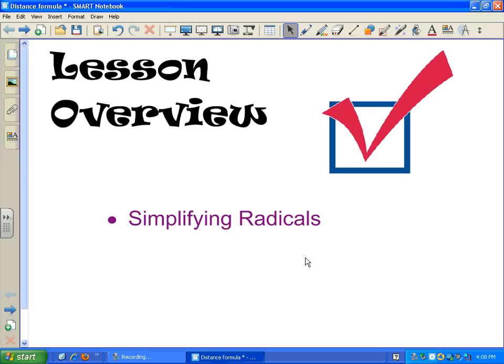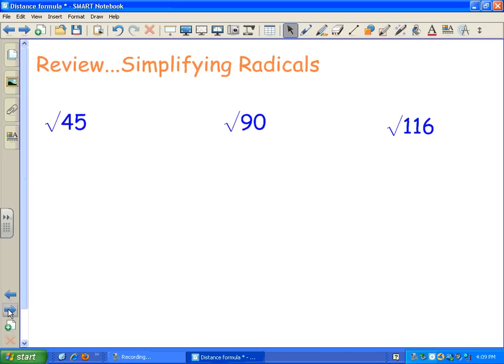In this lesson, we are going to review simplifying radicals. So let's begin. When I ask you to simplify a radical, what I'm asking you to do is break it down so that there are no perfect squares inside the radical. So here's how we can do this. Let's take a look at the square root of 45.